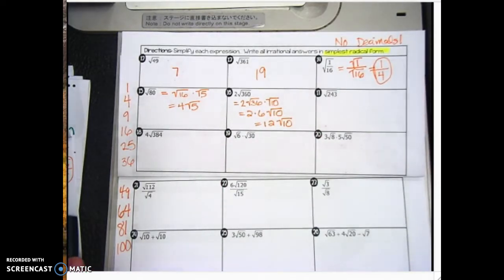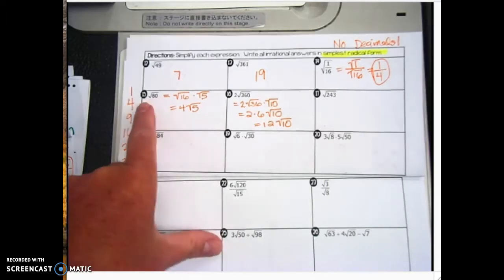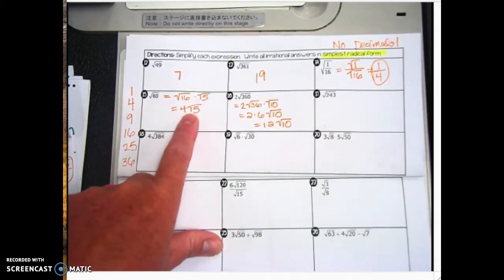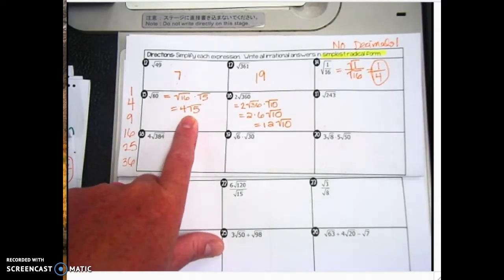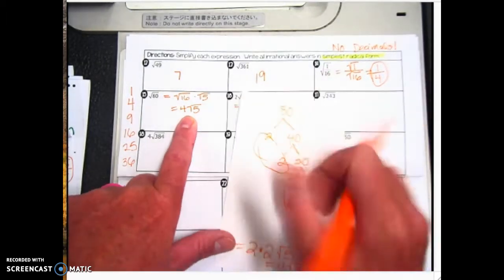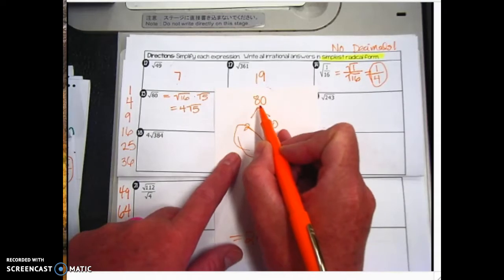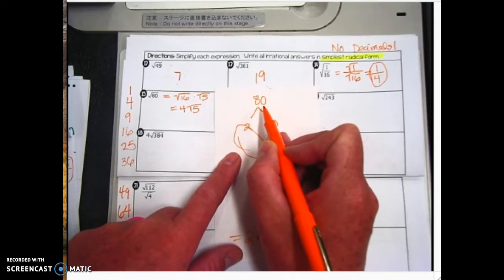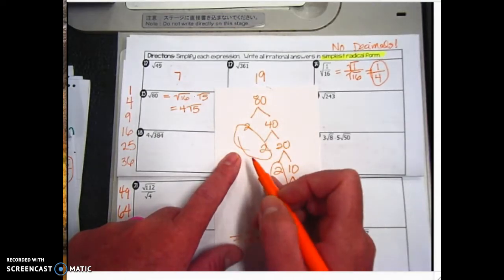Right? This is one method you can use to simplify radicals. Another method you can use is called getting the prime factorization. Okay? So you see how for number 15, I got 4 square roots of 5. The other way to do it is to take the number that's under the radical, which is 80, and then get all the prime numbers that go into it.